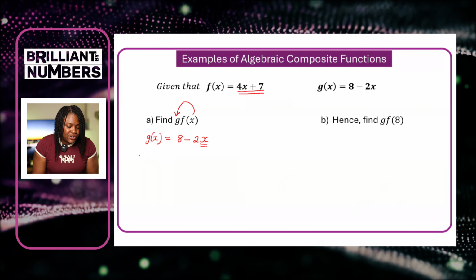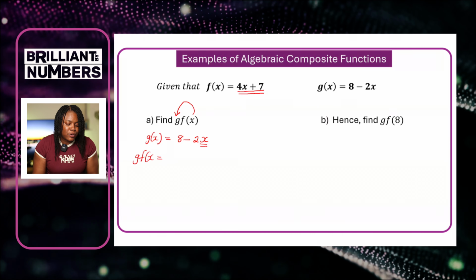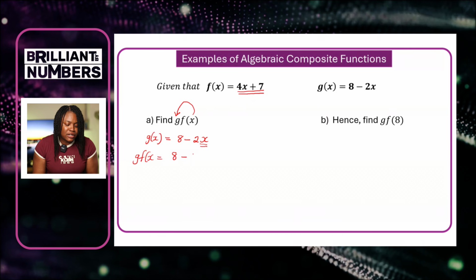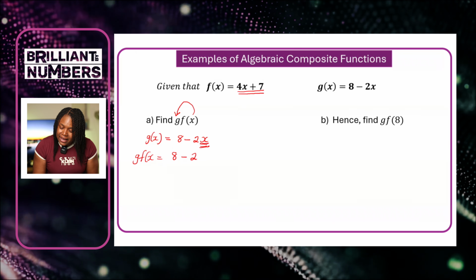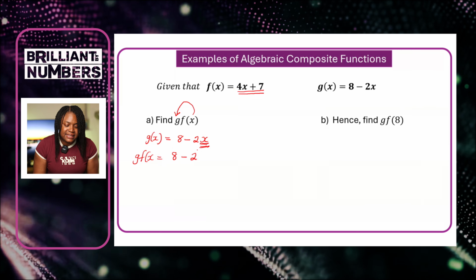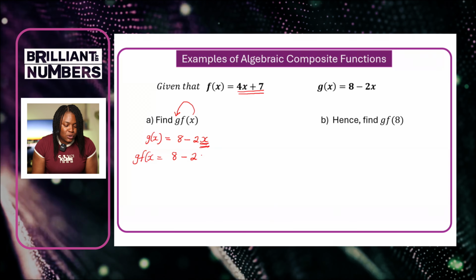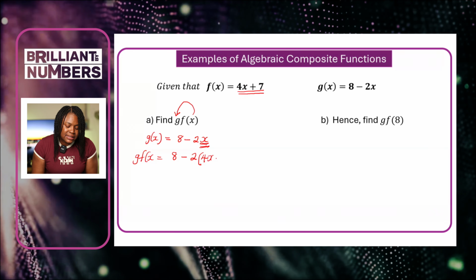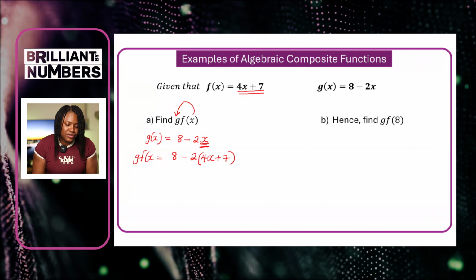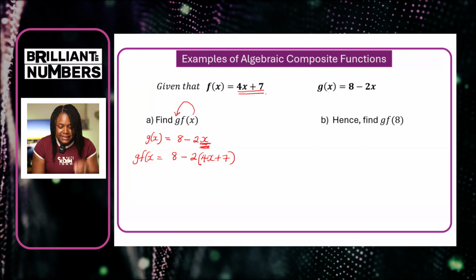So for g of f of x, I'm going to write 8 minus 2, but instead of this x here, I'm going to replace it with all of the function f of x. So, bracket, I'm going to now write 4x add 7. So this x is replaced by 4x plus 7.